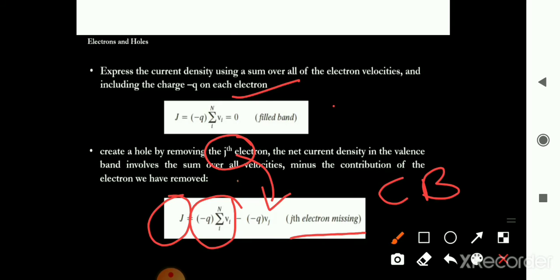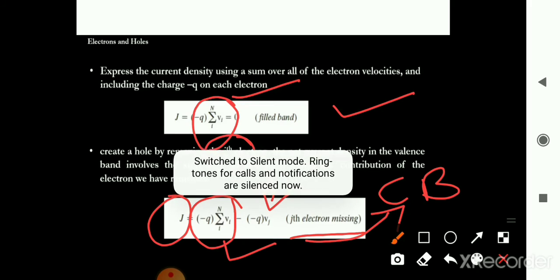Here, this one is for a filled band. Now we are removing one electron, so that a net current should flow in the valence band. So if we remove the jth electron, the current density will be the current density of all electrons minus the one electron which is shifted to the conduction band. That is nothing but minus q summation of i equals 1 to n of vi, which is 0.